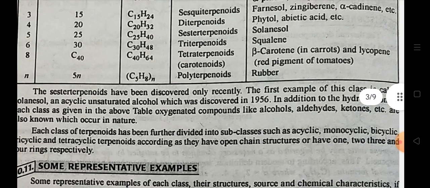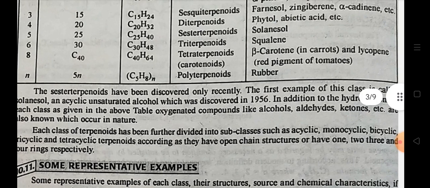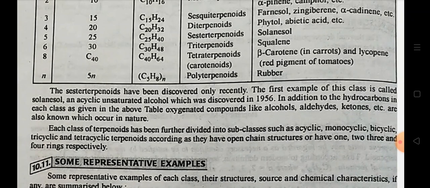The sesterterpenoids have been discovered only recently. The first example of this class is called solanazole, an acyclic unsaturated alcohol which was discovered in 1956. In addition to the hydrocarbons in each class as given in the above table, oxygenated compounds like alcohols, aldehydes, ketones, etc. are also known which occur in nature.